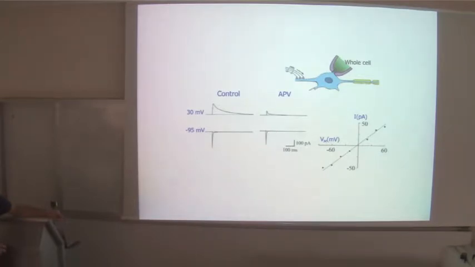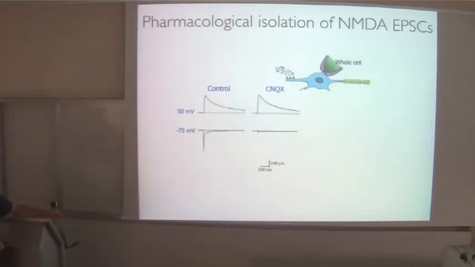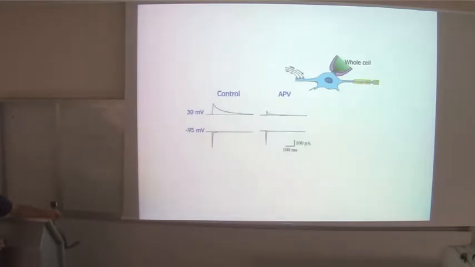The change in the current as a function of the holding voltage. In this case, you see that the reversal potential is about 0 millivolts, and this is actually true for both NMDA and AMPA receptors. But now we can do the same thing here.